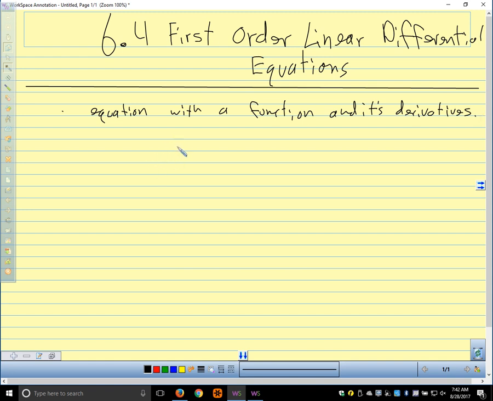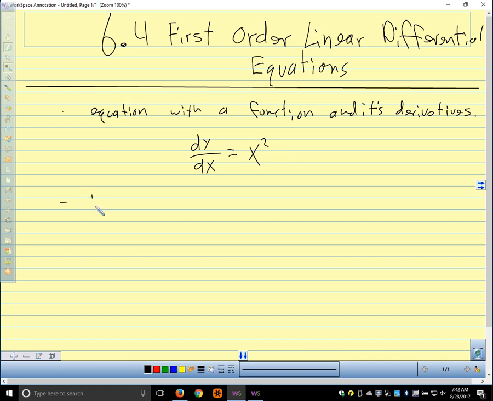For example, dy dx equals x squared. There's an equation that involves a function and its derivative. How would we solve this? You basically multiply by dx, you integrate both sides. That's one way to solve a differential equation. So we know a little bit about differential equations, one type of differential equation already.